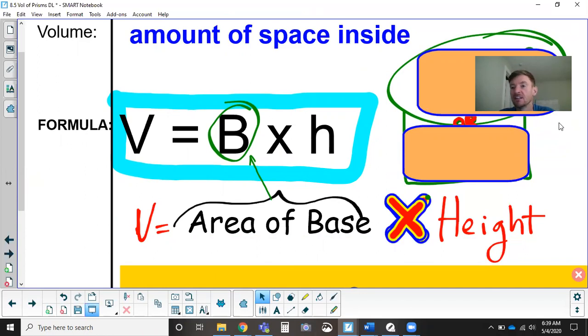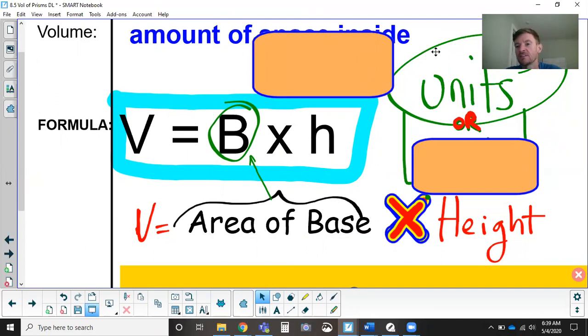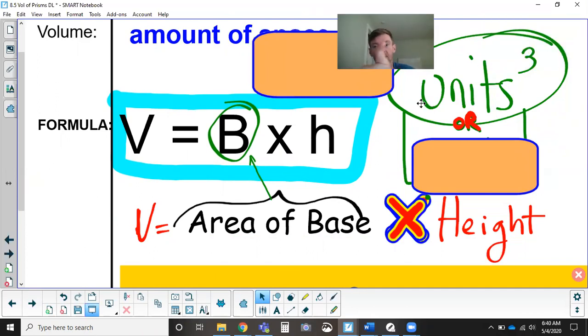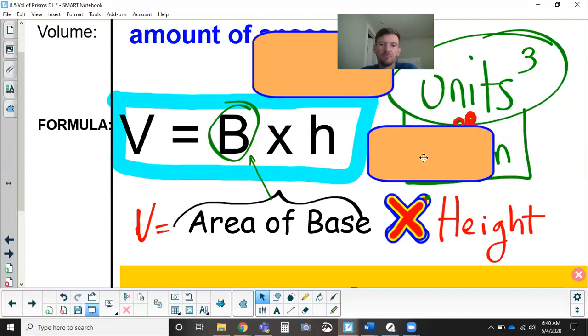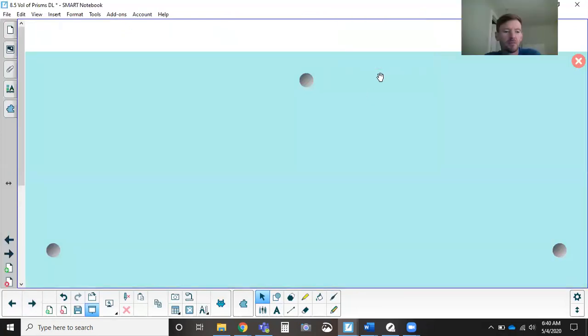Again, she was talking about units to the third power because that is 3 dimensions: length, width, and height. Or you could say it's cubic inches or cubic units, whatever that might be. So again, big B times the height is the formula we're going to use. Let's practice a couple of these.